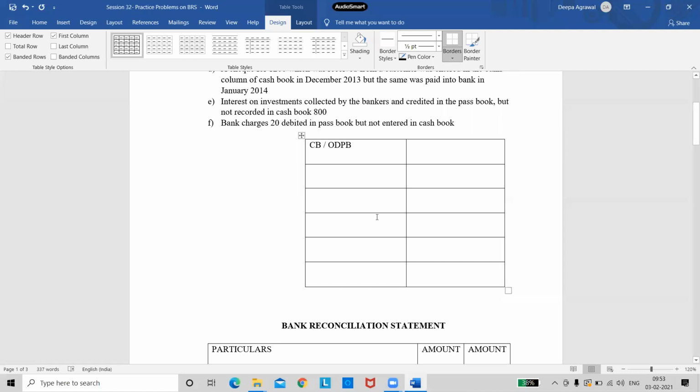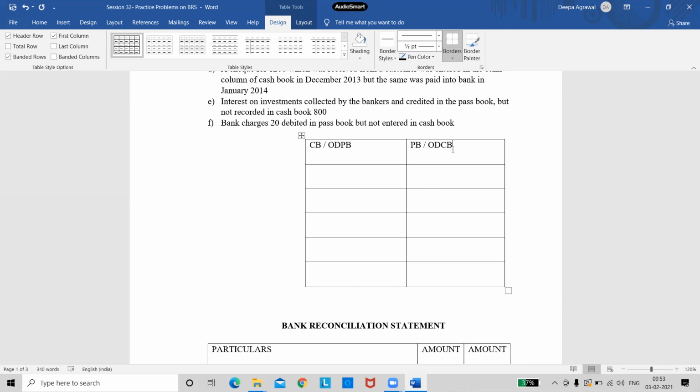Now, why did I club these two in the same column? Can anyone tell me? Because both of them will show the same debit balance. See, cash book means normal balance as per cash book. The normal balance of cash book is a debit balance. Overdraft as per passbook is also a debit balance. So I will club both of them in one column, and here I will write PB oblique ODCB.